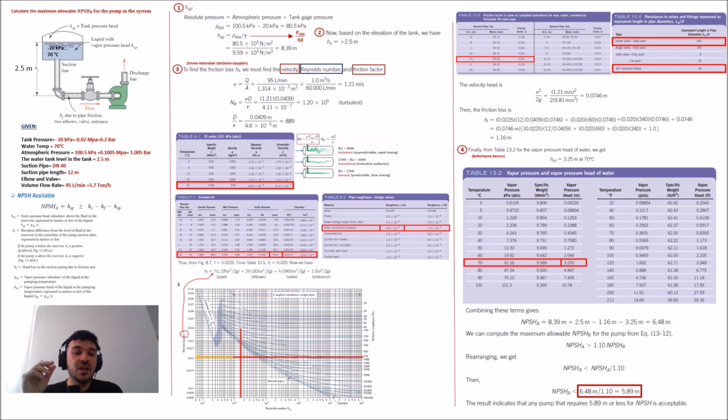If in your system the NPSH available value is higher than the NPSH required value, you cannot come across the cavitation problem in the pump, but on the opposite side, if your available value is lower than the required value, you will probably come across the cavitation problem in your system.